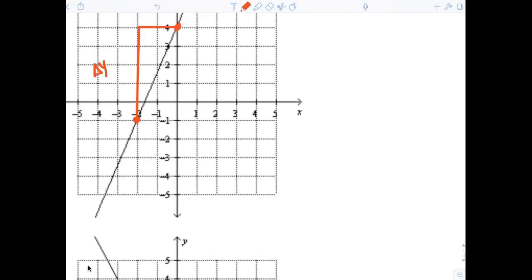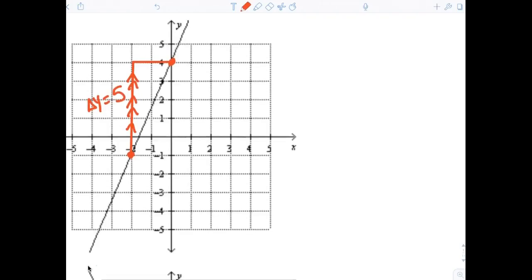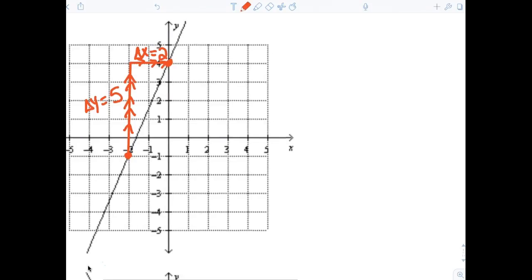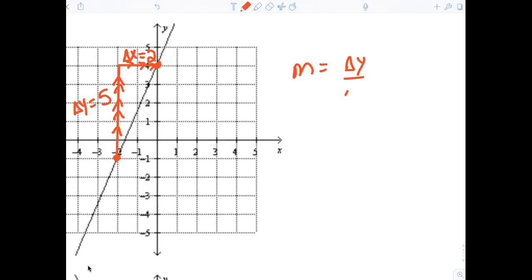Delta y. What is delta y? I think it's 5, right? Because I'm going up, first of all. If I go up, it's positive, right? And then delta x is what? Delta x is 2, because I'm going to the right. Make sure you guys got that. And so my slope is delta y over delta x, which is 5 over 2.